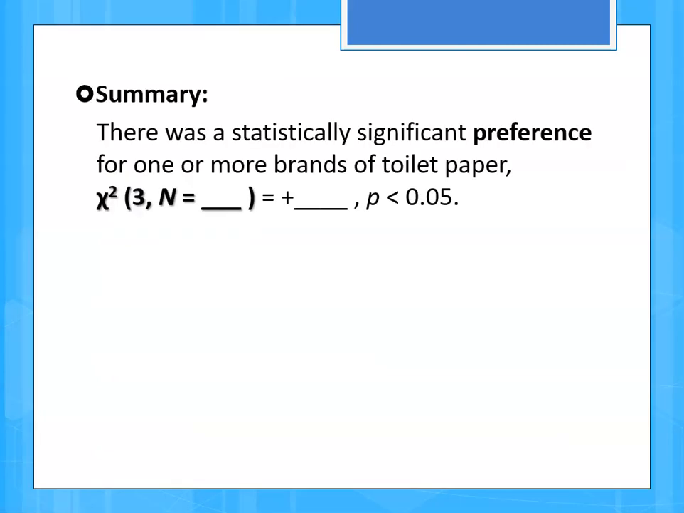The summary statement for the lecture example should look like this. Since the chi-square calculations assumed a null of no preference, the summary statement uses the word preference. The parentheses here reflect the degrees of freedom and the value of n, or the total number of participants. And finally, this space here is where the value of the calculated chi-square from the Nearpod lesson would be.